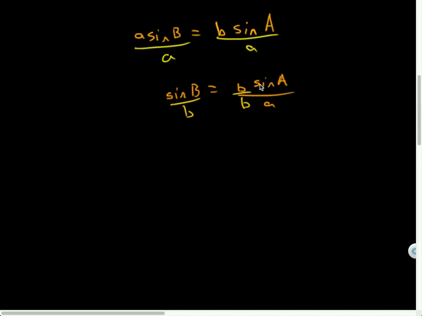And then I'll divide both sides by B, and I'll end up with the relationship sine of B over little b is equal to sine of cap A over little a. And there is a relationship for a non-right triangle comparing an angle and the side opposite.